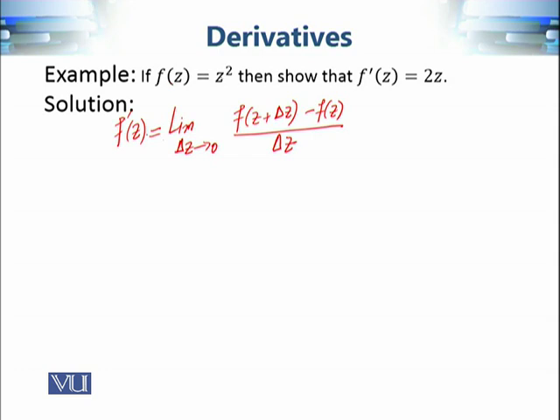Now in this case f of z is basically z square. So let's use the definition of the function. If f of z is z square, then f of z plus delta z, we just replace z with z plus delta z. So in this case it becomes z plus delta z square minus, and of course it is f of z, so this is z square, divided by delta z.